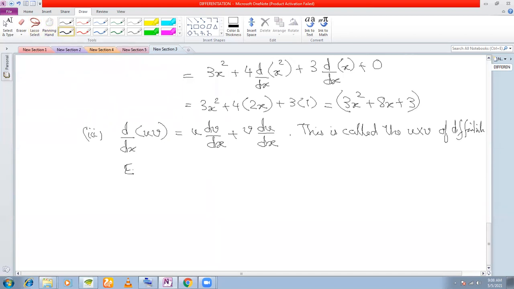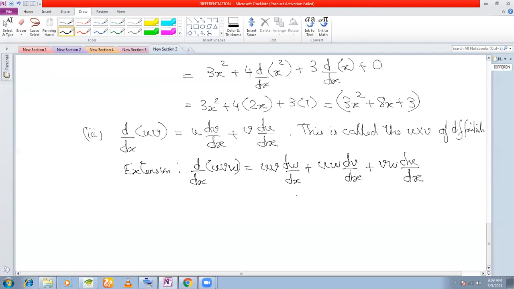Extension, you can have three functions also. d/dx of uvw can be: you take two functions as it is, differentiate the third, then you take the other two, say uw we take, differentiate the second, and finally you take the remaining two, that is vw, and differentiate the first. Clear this rule? You can have this for four also.